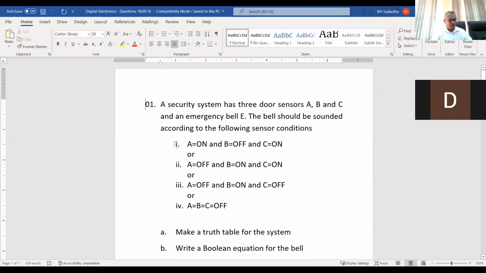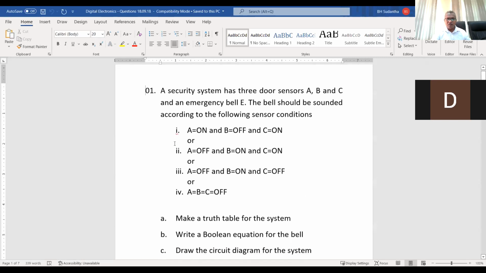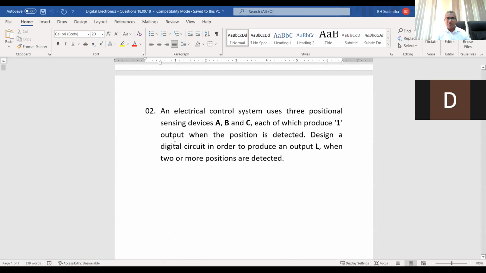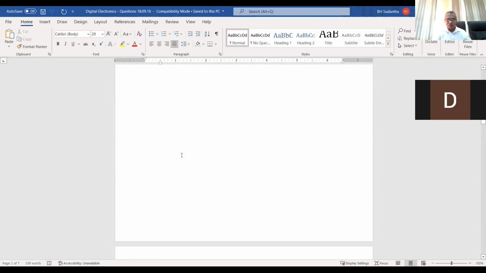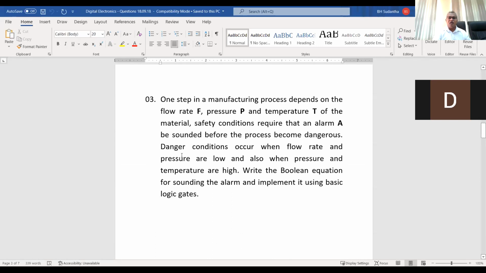These are the questions we have to discuss, and we finish this first question. After that, this electrical control system, I think we have done this one also, the last one we have done. One step in a manufacturing process, and we have installed a flow rate sensor, pressure sensor, and temperature sensor. Three sensors are there. Then we have two dangerous conditions. The first dangerous condition is flow rate and pressure are low. The second dangerous condition is that pressure and temperature are high. And those are the things.